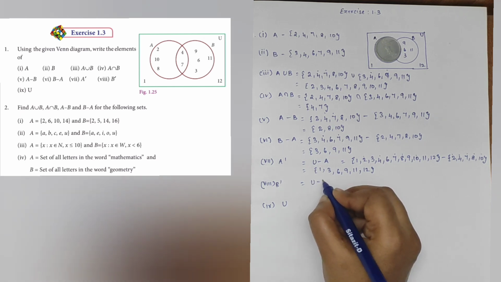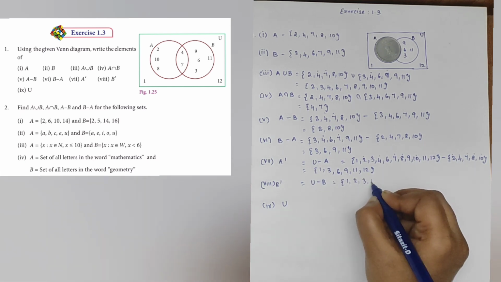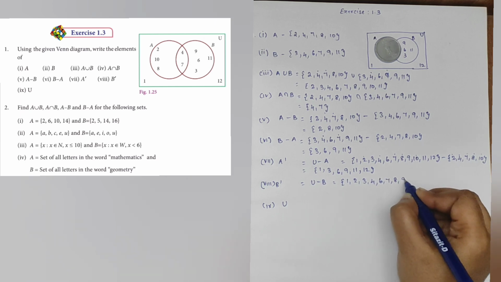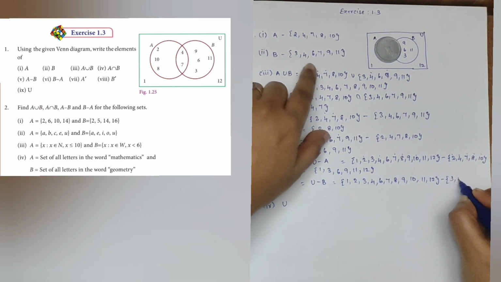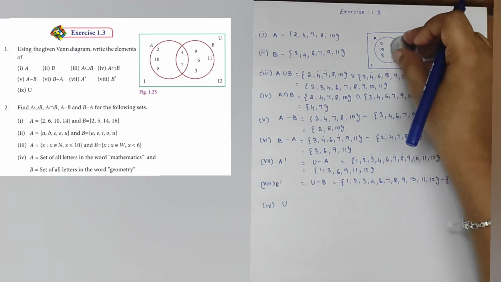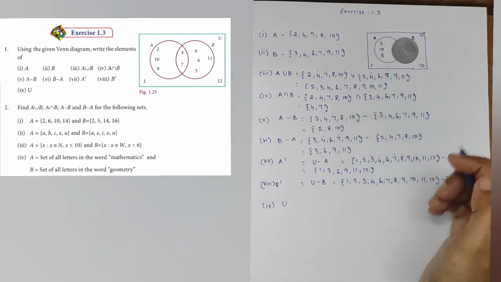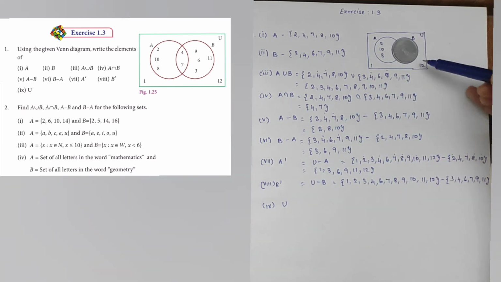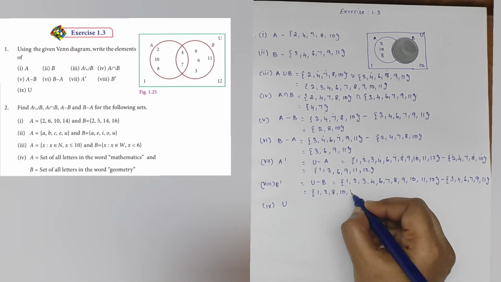That is U minus B. Universal set minus B. That is equal to 1, 2, 3, 4, 6, 7, 8, 9, 10, 11, 12 minus 3, 4, 6, 7, 9, 11. Okay. So now you have to exclude the elements which are given in the B circle and list out all the elements which are given in this Venn diagram. That is 1, 2, 8, 10, 12. So that is the answer. 1, 2, 8, 10, 12.